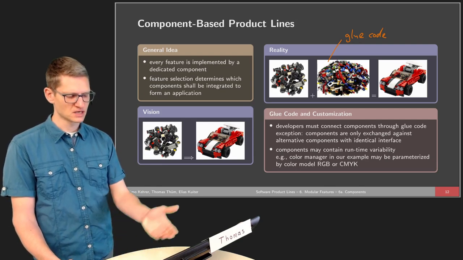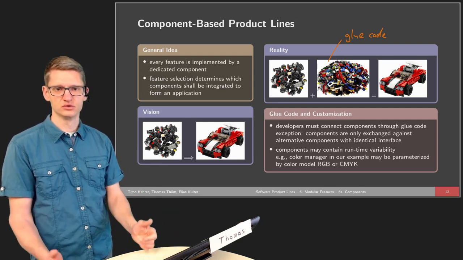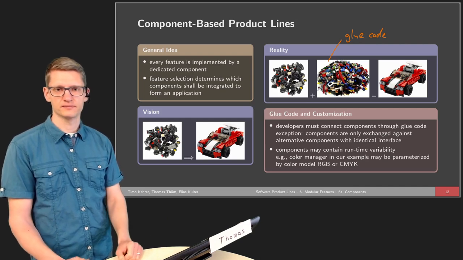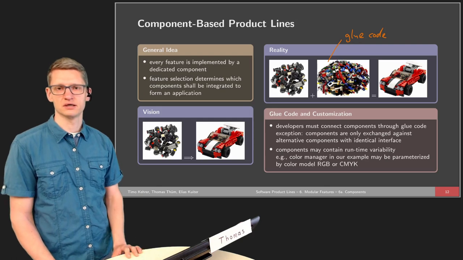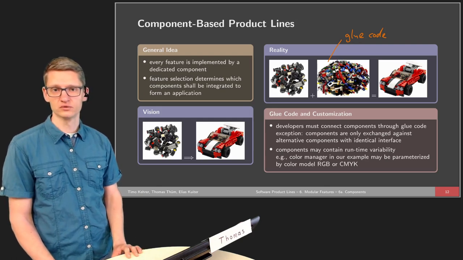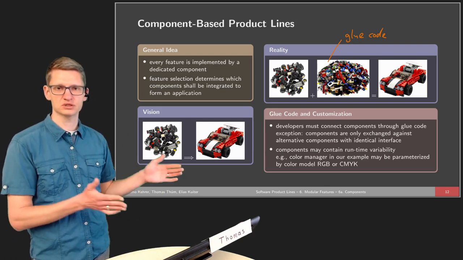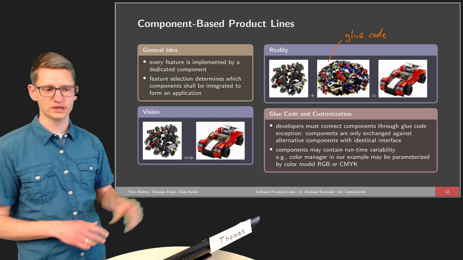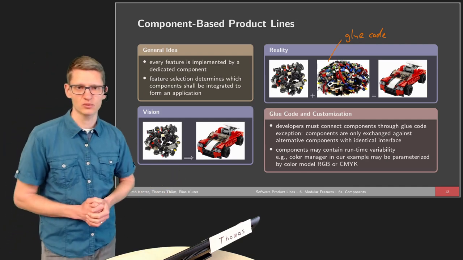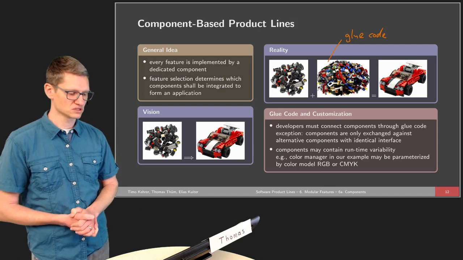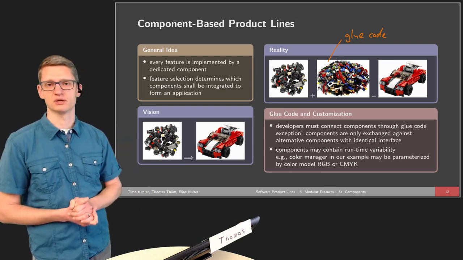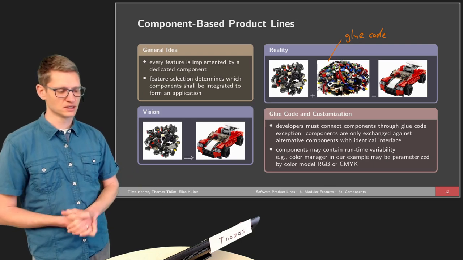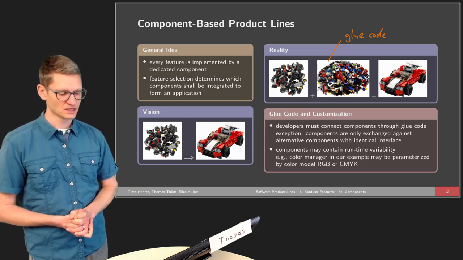And then the question is how to implement this glue code. The naive way would be to do what we've already discussed as clone and own. So you build your own application every time, you clone it, you remove some components, add some components. Another way to do this is to use runtime variability or some other technique for the actual glue code.